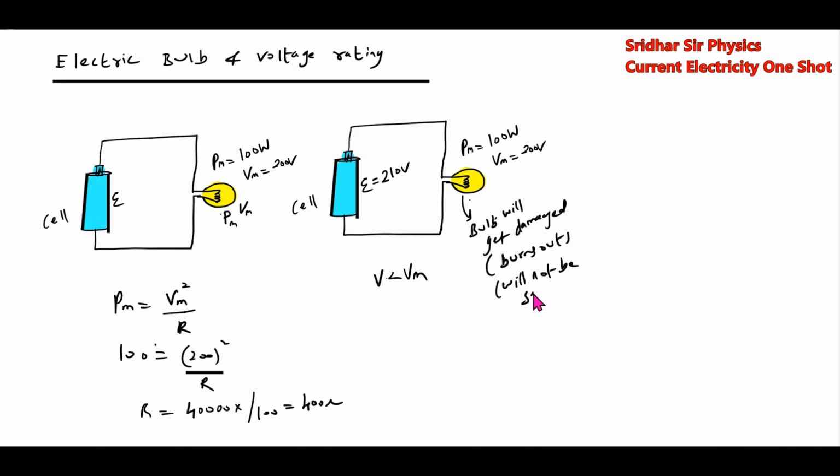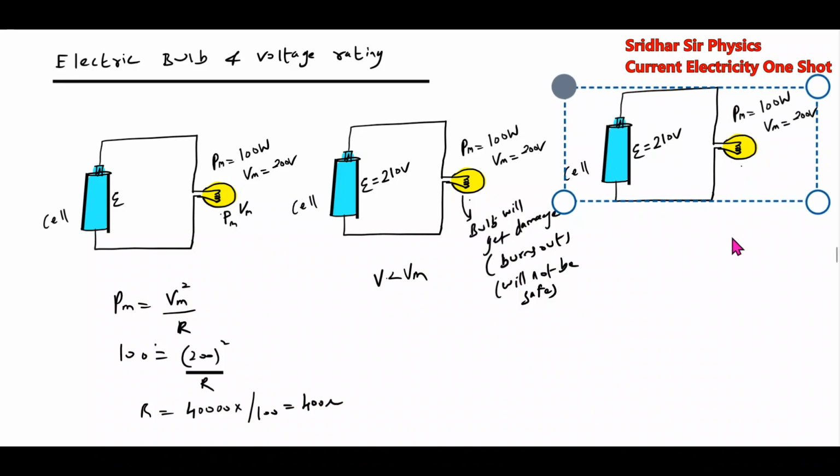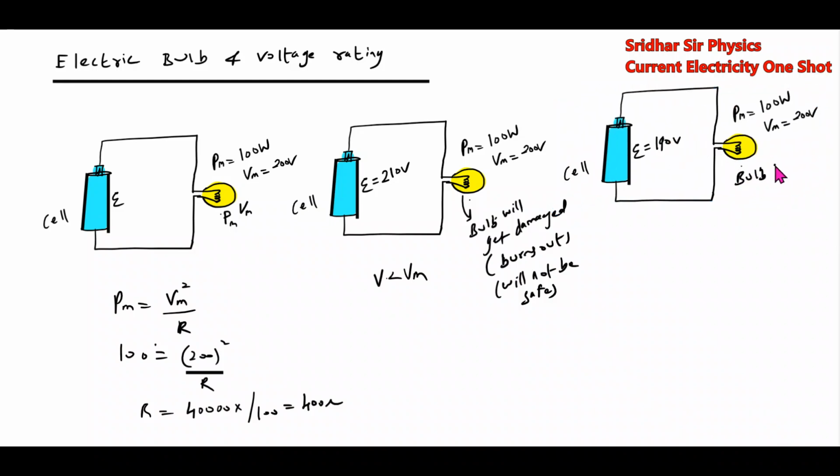Then if you apply the voltage which is less than that one, say like 190 volt, the bulb will be safe. Then how to calculate how much power it will dissipate? The power dissipated will be applied EMF E square by R. E square is 190 square, by R which is 400. This power dissipation you calculate will be less than the maximum power dissipated.